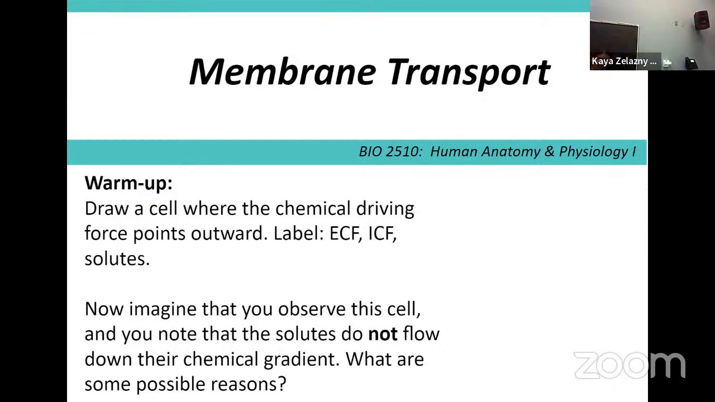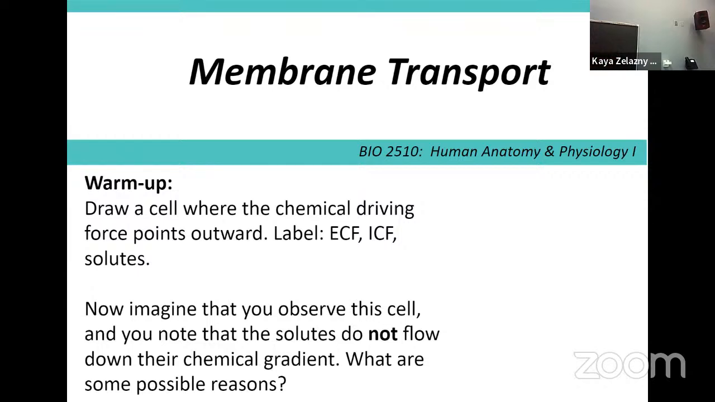Okay. To start out class today, we're going to continue our discussion of membrane potential. So what we're going to do is start by drawing a cell. I want you to draw on a chemical driving force pointing out of the cell. I want you to label where the ECF would be, where the ICF would be. So remember what those mean from our divisions of total body water.